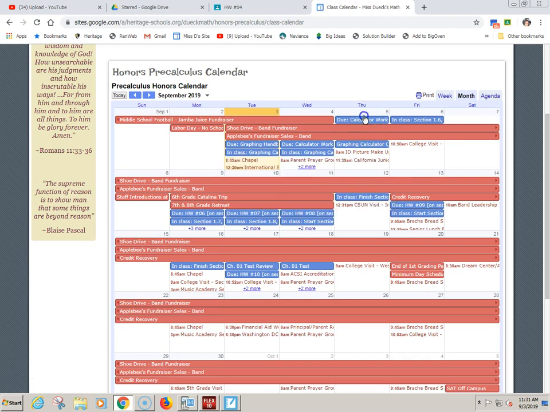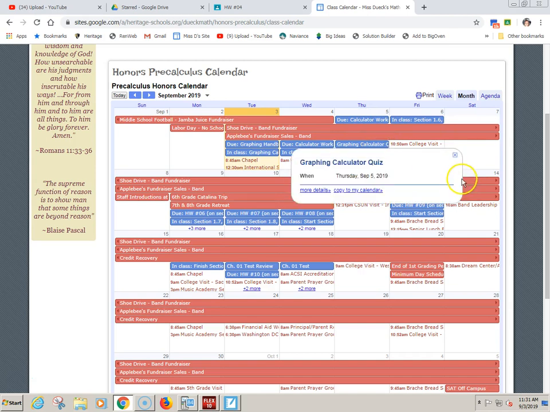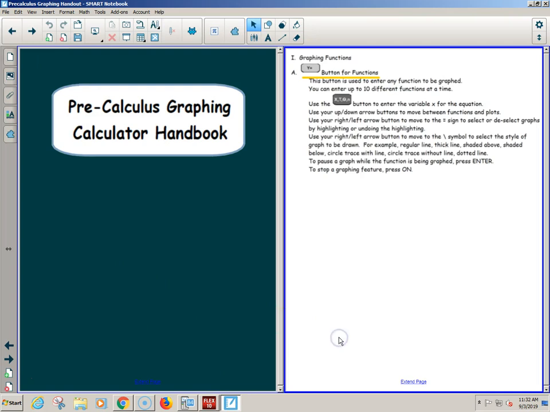And then on Thursday, worksheet number 2 is due, and you have a graphing calculator quiz. Okay? The graphing calculator quiz is going to look kind of like the worksheets, but a lot shorter. One question here, one question there. Probably 2 questions on the blue stuff, and probably 2 to 3 on the yellow stuff. Now, if you want to be super organized, worksheet number 1 is on Graphing Calculator Handbook pages 1 through 6.